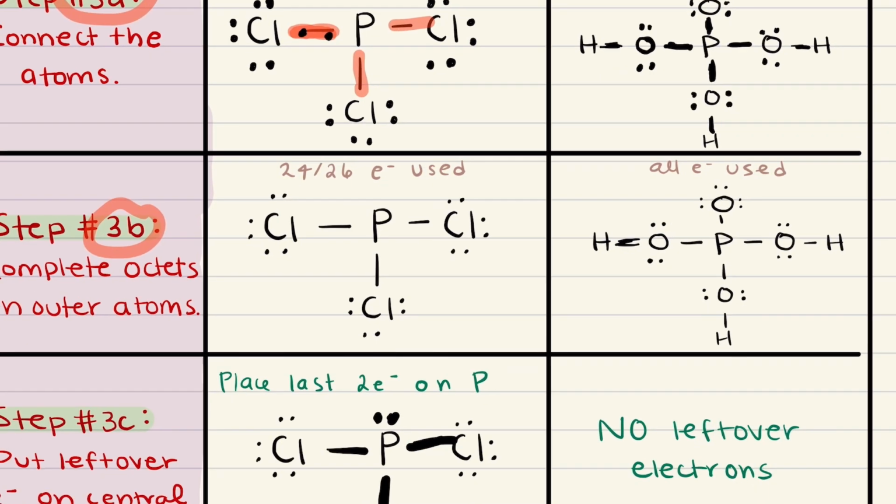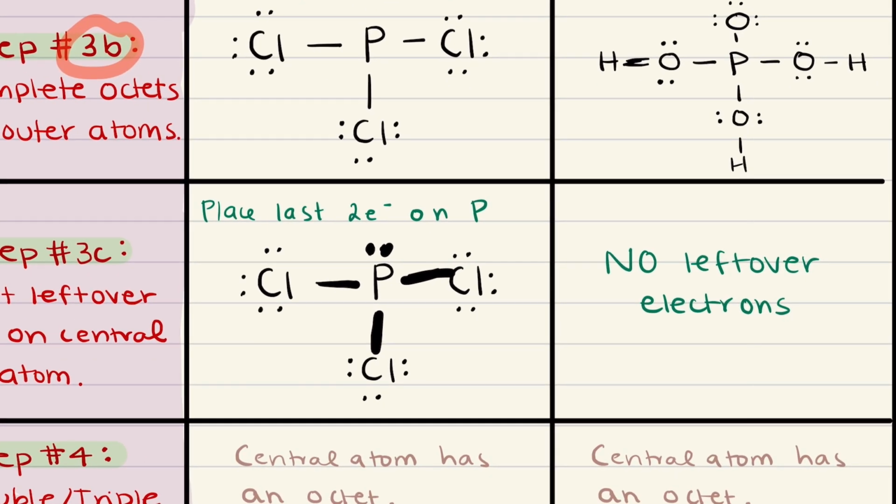So this third step, 3c, when it tells us to put any leftover electrons on the central atom, we don't need to change the structure above because all 32 electrons are accounted for, so there are no leftover electrons to put on the central atom.